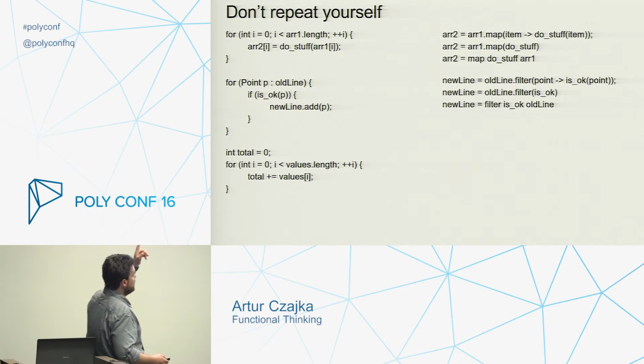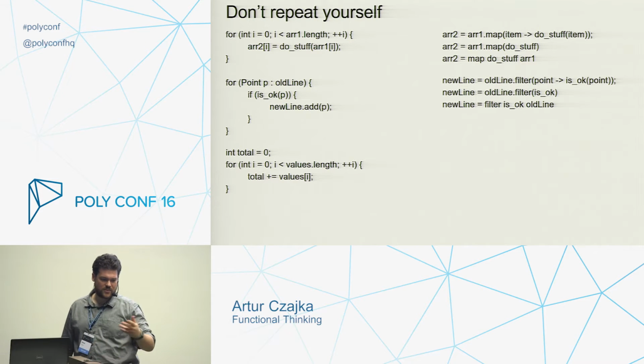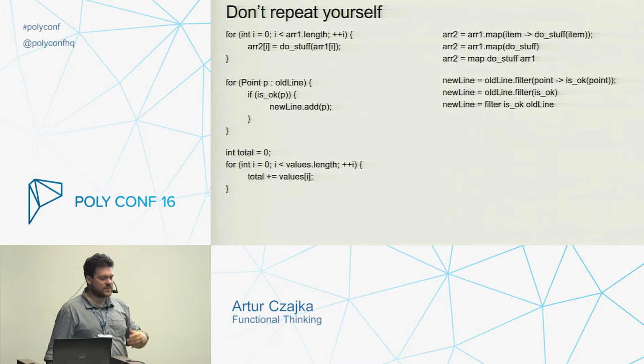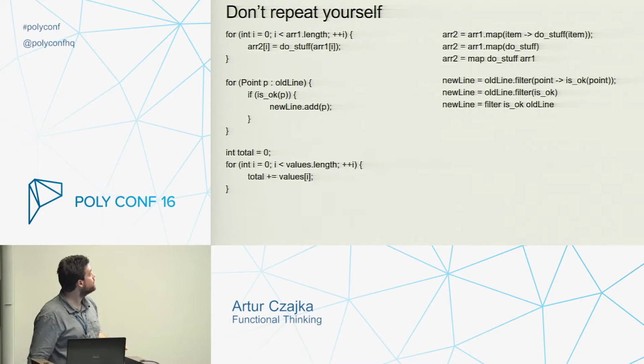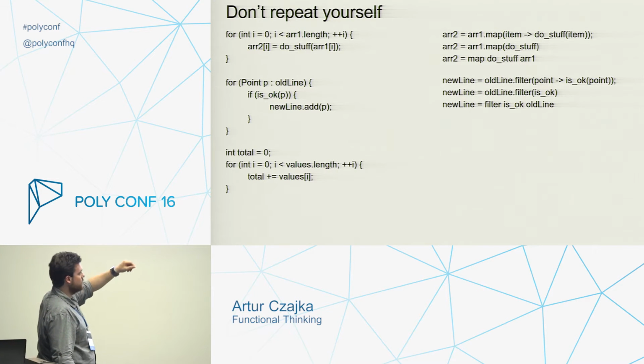The next operation here is also very common. It's called filtering. You are only interested in elements that pass a certain test given by the predicate you define.